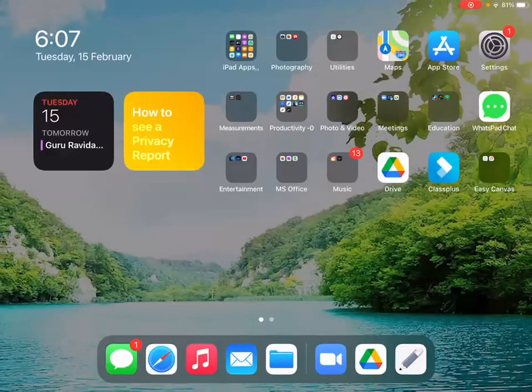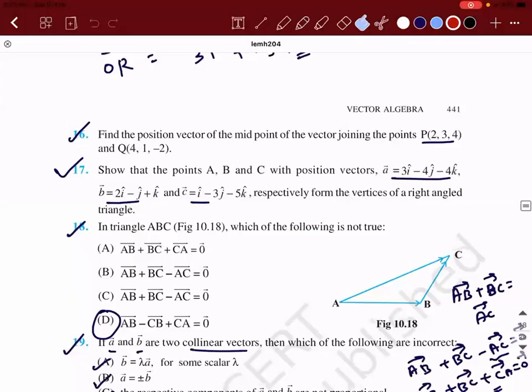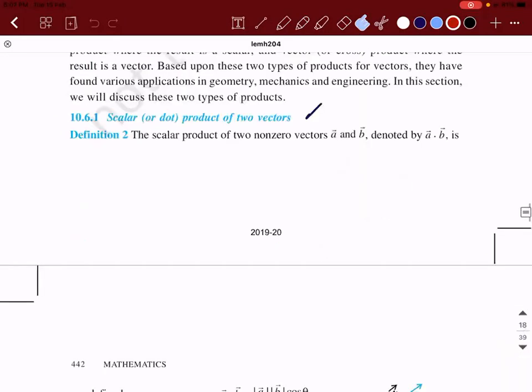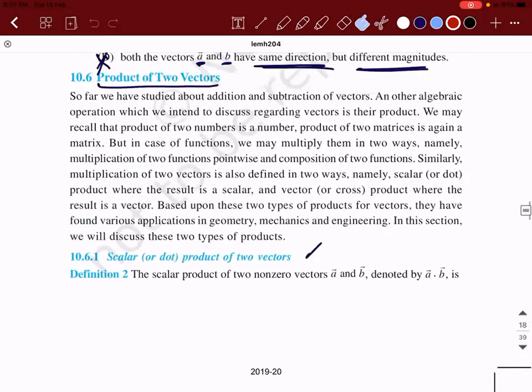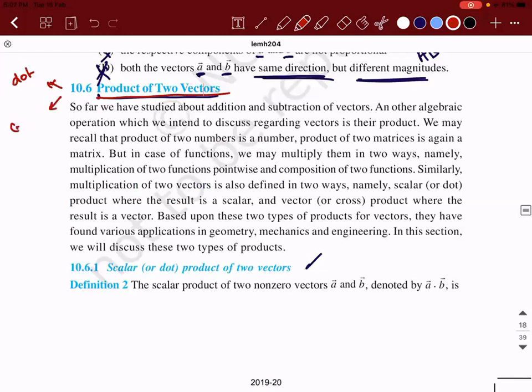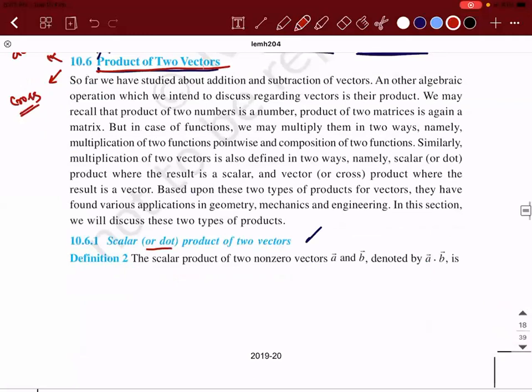So, shall we move on to the next part, which is called the scalar or dot product of vectors. If two vectors are given to you, under the product of two vectors you have two types of multiplication. One is called dot and the second is called cross. The dot product is also called scalar product because when you multiply two vectors using dot, the output that you get is a scalar quantity.